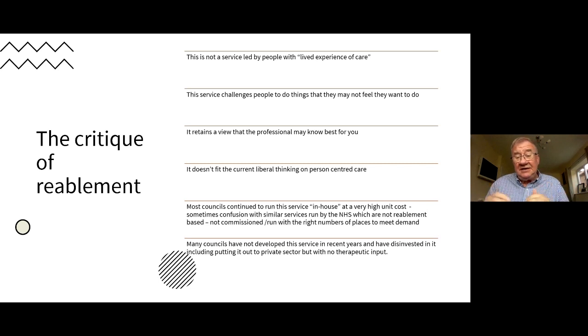I would suggest that actually in many councils, they haven't developed this service in recent years. And to some extent, without putting blame on them, because money's been so tight, they have found it a service they've disinvested in. They put it out to the private sector, but they haven't put the therapeutic input. And I think that's one of the challenges that faces some places today. Next slide, please.